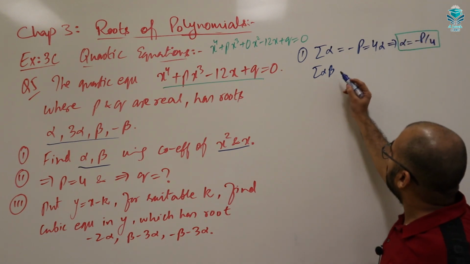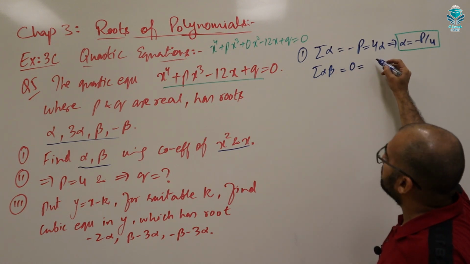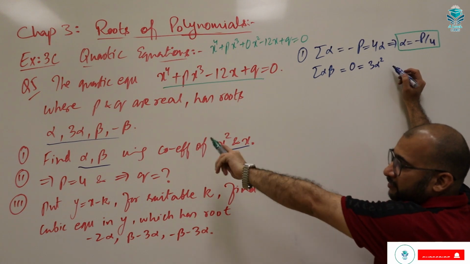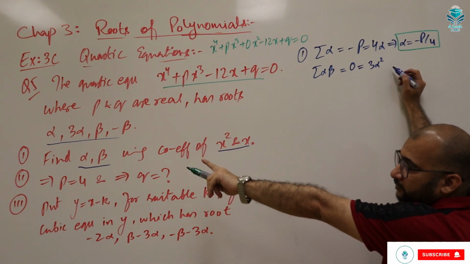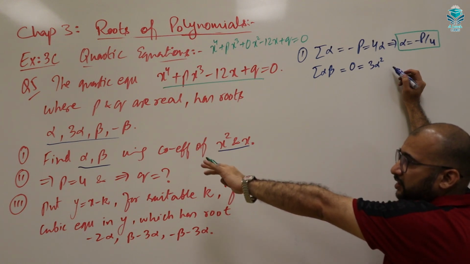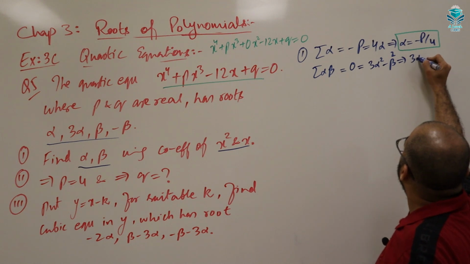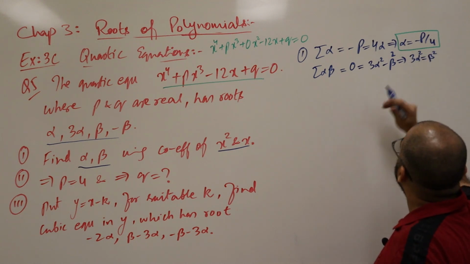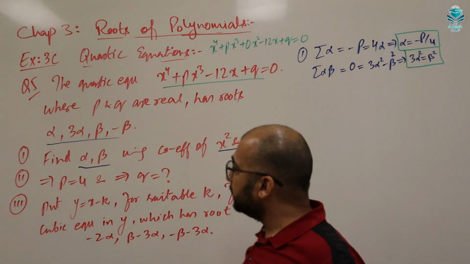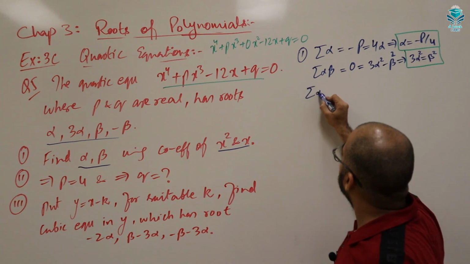By taking the product of two roots at a time you will get 0, and it can be written as 3 alpha square, then alpha beta and alpha beta will be balanced, and 3 alpha beta and minus 3 alpha beta will be balanced, and lastly you have minus beta square. You can write 3 alpha square is equal to beta square. Understand?